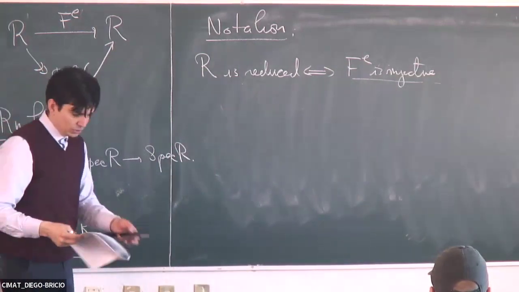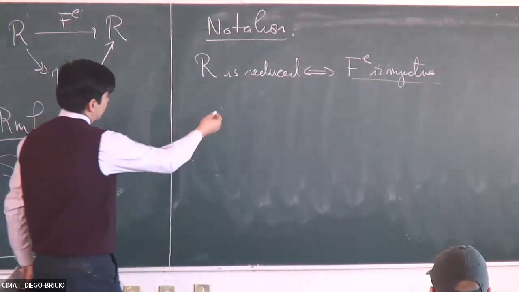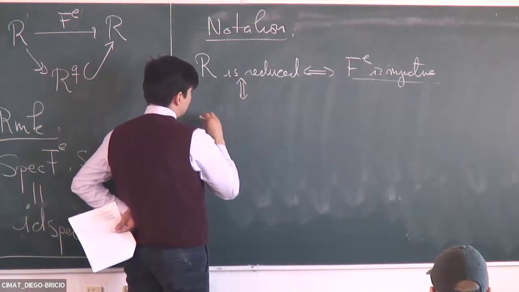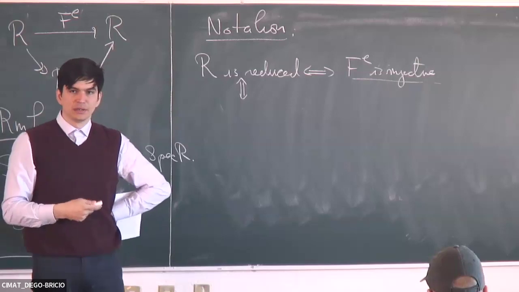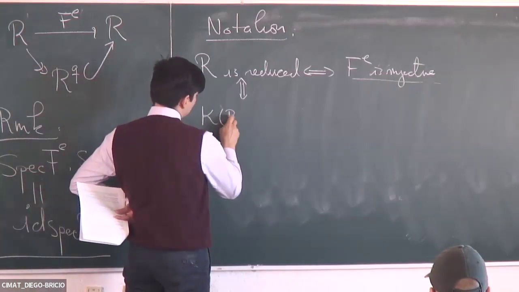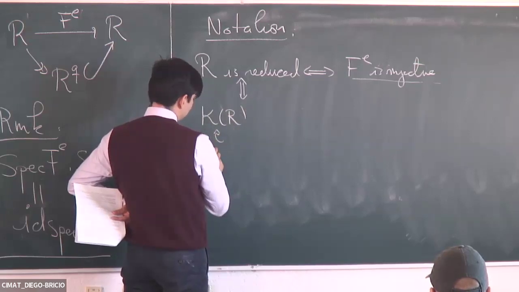And so, but the other thing about reducedness, it means that actually the total field of fractions of R can be denoted by this, total ring of fractions.